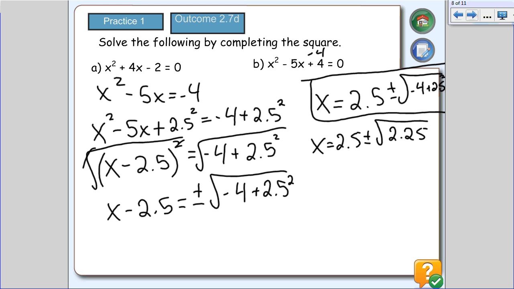Like the second way, because on the first question we added the 2 to the 4 to get 6. So we added the 2 and the 4 to get square root of 6. That's the same idea, is that they've added the negative 4 to the 2.5 squared to get 2.25.